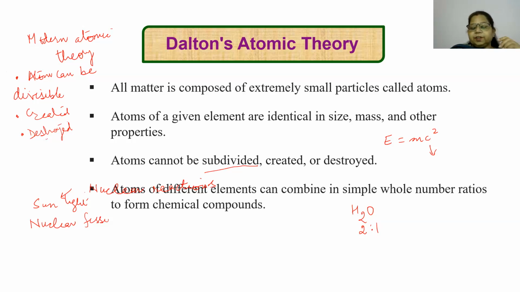Now, atoms of different elements can combine in simple whole number ratios to form a chemical compound. It is also not correct. There are certain compounds, some people call them mixtures, but technically they are compounds because they are stable.